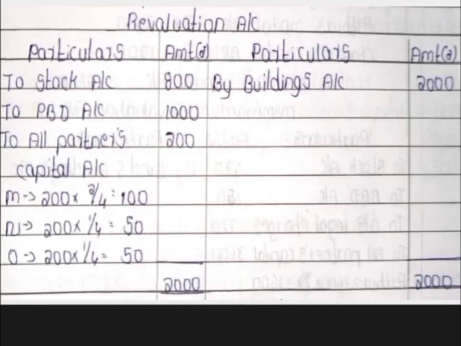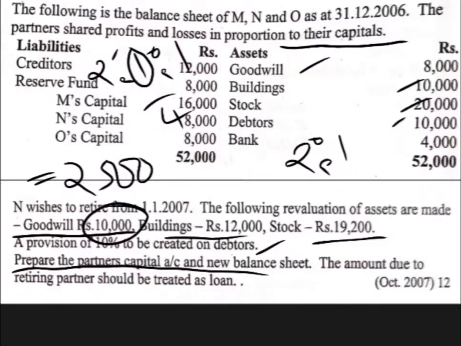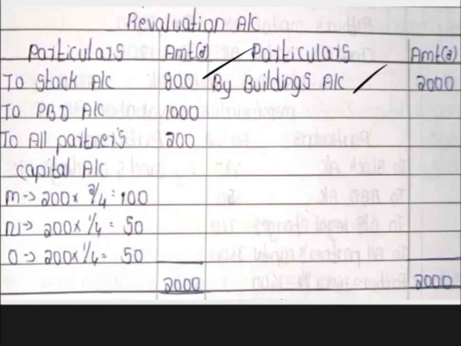Let's see how to prepare it. First adjustment is with regard to revaluation of building. It is a revaluation profit, 12,000 minus 10,000, which comes to 2,000. Then coming to stock, 20,000 minus 19,200, 800, which is a loss. Then we are creating a provision against debtors on how much? 10,000. We are going to calculate 10%, which comes to 1,000.